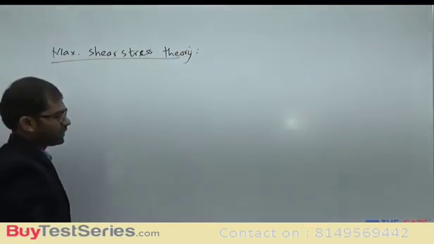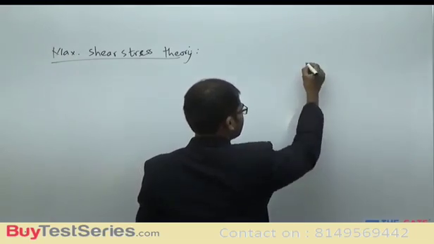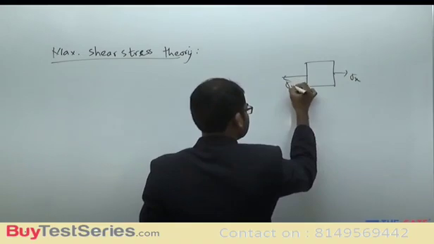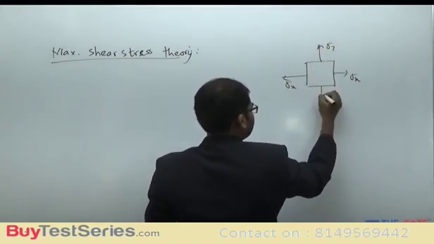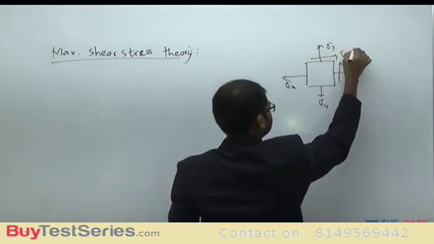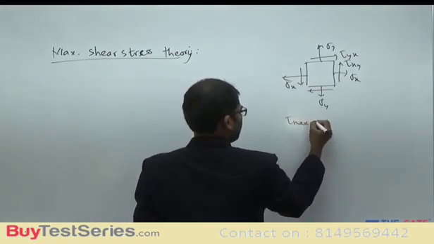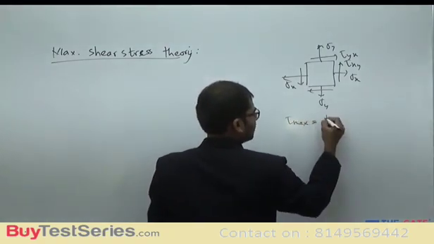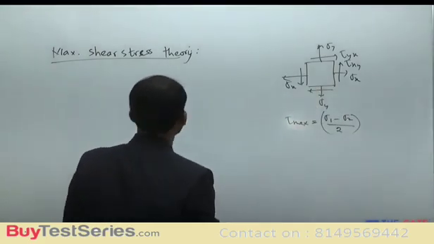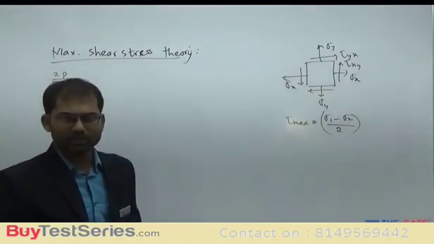So for the maximum shear stress theory, for our loading case, we need to get the value of maximum shear stress, with sigma x, sigma y, and tau x, y. So let's get the value of tau max here. Tau max can be written as sigma 1 minus sigma 2 by 2. For a 2D state of stress, where loads are acting in 2 directions, tau max equals sigma 1 minus sigma 2 by 2.